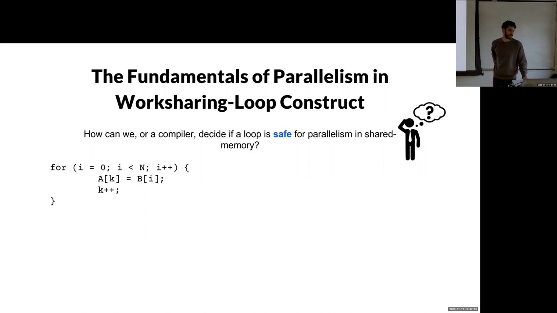Okay, so it's a good point. A and B may alias one another. And another thing is K. K actually has a plus plus sign, which means that it has a read and write operation, and this is not safe to parallelize. What about this code?